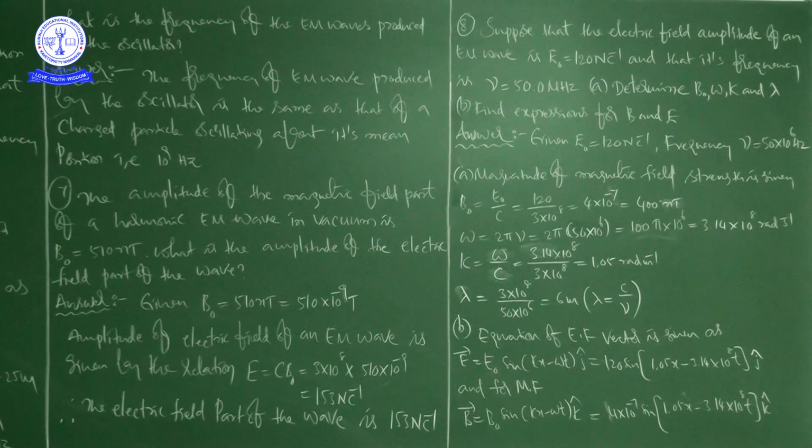Okay, right. Now E naught into sine (kx minus omega t) into j cap is equal to 120 sine, and we have to write the k value and omega value. Then for the magnetic field, this is the expression, and we have to substitute. It is 4 into 10 power minus 7 into sine (1.05x minus 3.14 into 10 to the power of 8 t) into k cap.